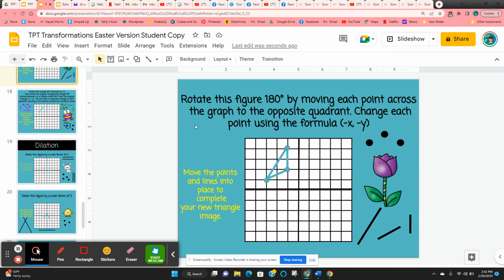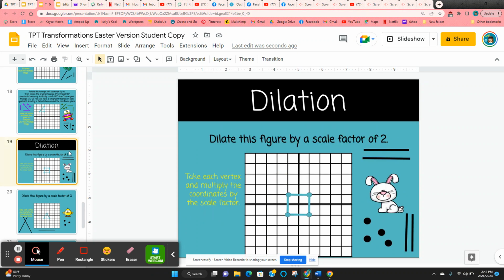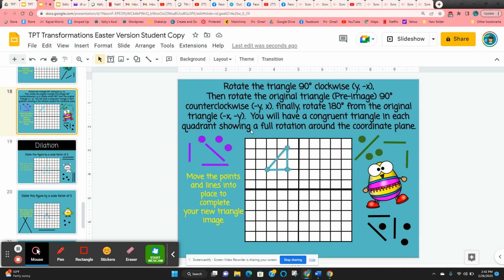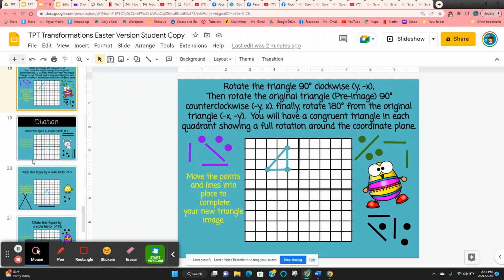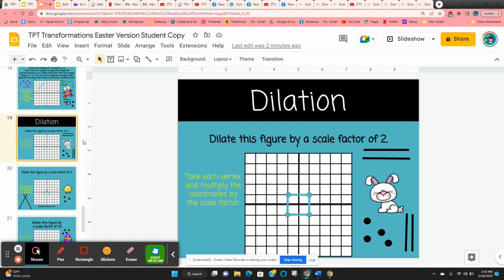Now, all of the slides are done on here for the teacher, so there's a teacher copy in case you're not sure. And then this final slide on rotation, we're going to be doing 3 rotations from this figure. So it shows you the formula for each one, 1, 2, and 3, and you're going to be using these different colored points and different colored sides to show that. Then we move on to dilation.